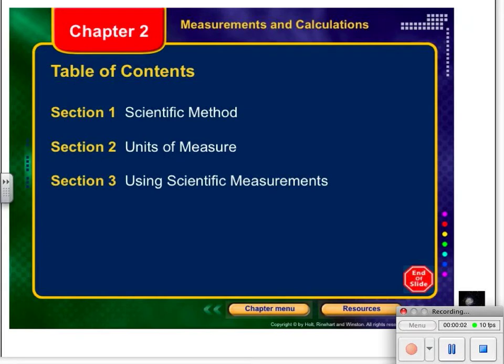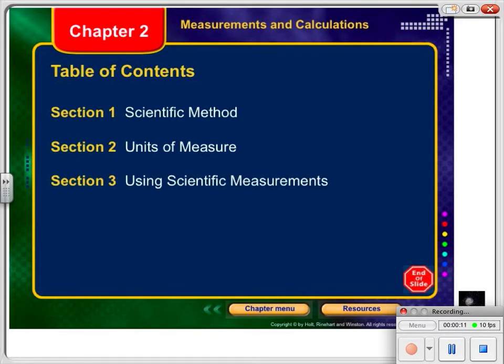All right, our chapter breaks down into 3 sections: scientific method, units of measurement, and using scientific measurements. We're going to start with section 1, and I'm going to introduce a few things a little early so we can just get a warm-up on them.